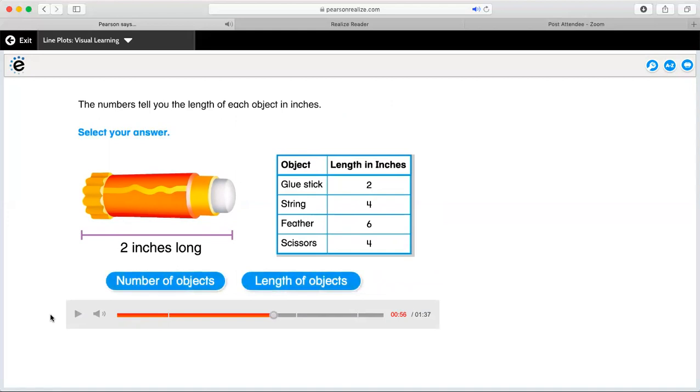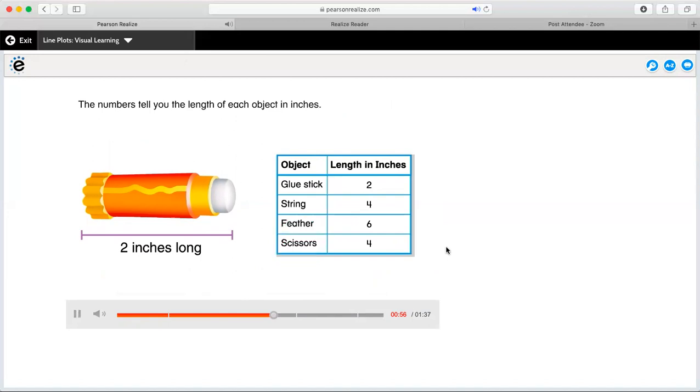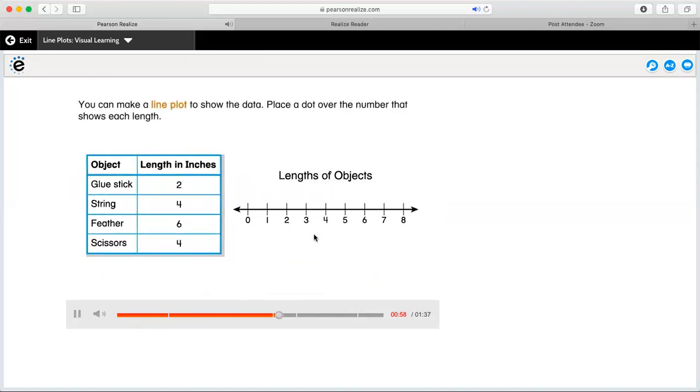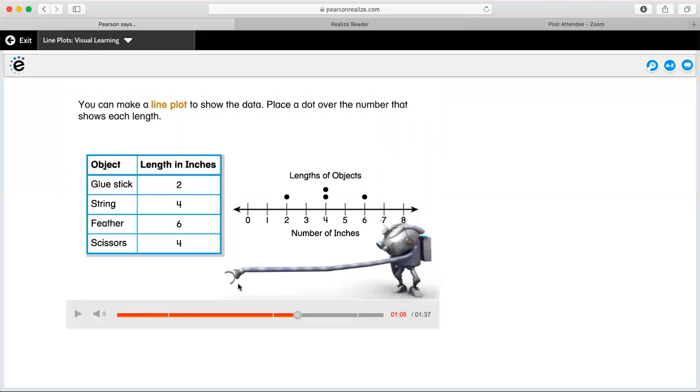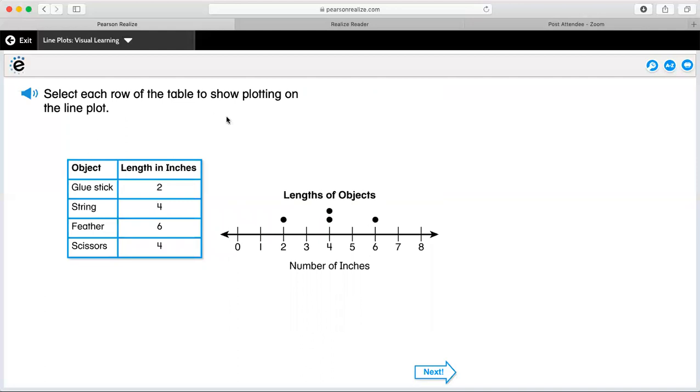Select your answer. So the numbers tell us the length of the objects, right? So we clicked on length of objects. That's what those numbers tell us. You can make a line plot to show the data. Place a dot over the number that shows each length. So let's try it. Select each row of the table to show plotting on the number line.